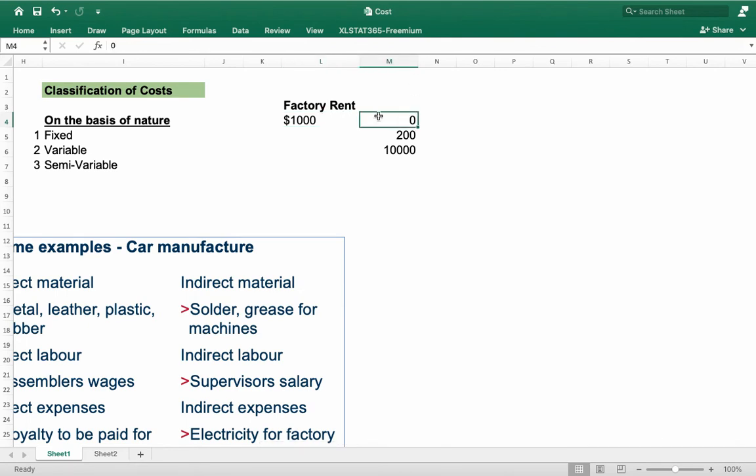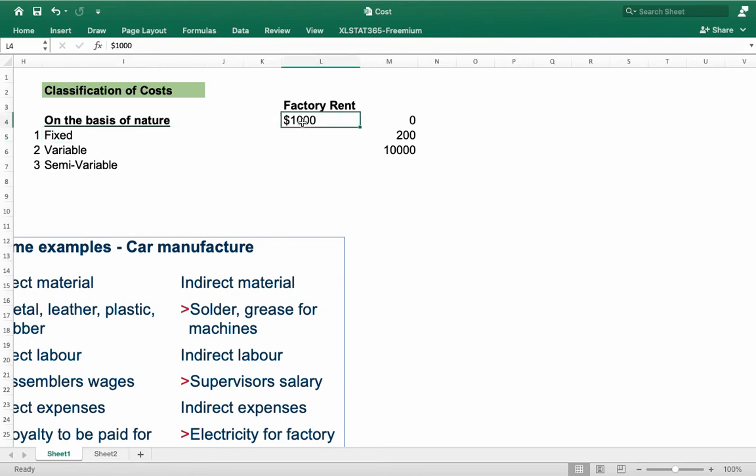Suppose Corona is going on and your factory is shut down, with no production taking place. Will the person who gave you this factory on rental basis forgive the rent? No, he won't. He will charge, no matter what you are producing. The rent will remain continuous. So this is called fixed cost. Understood my point?